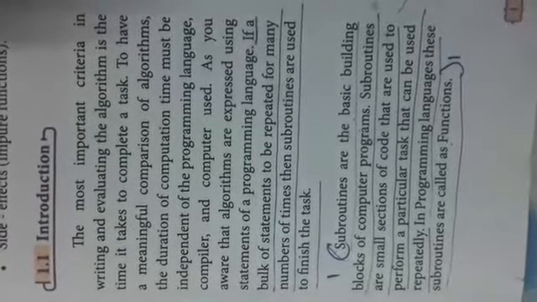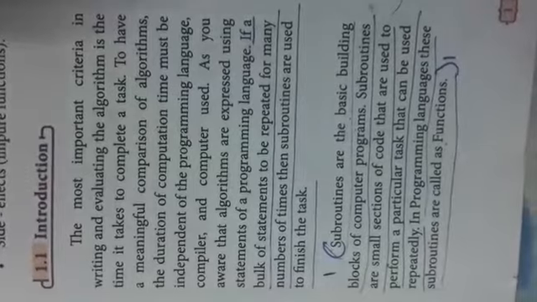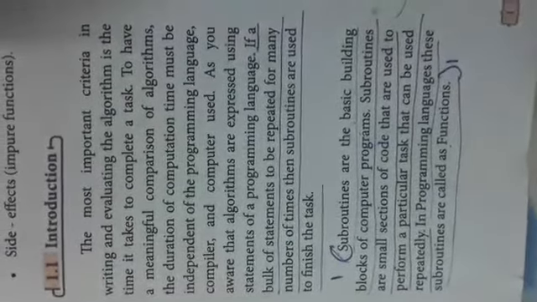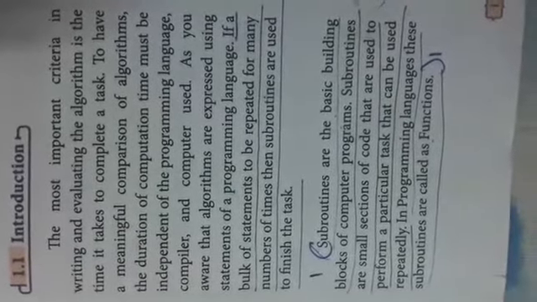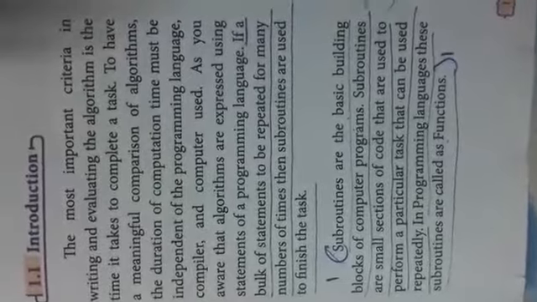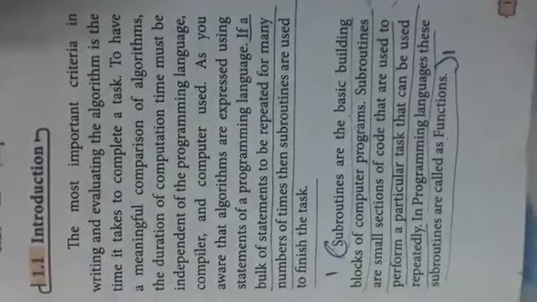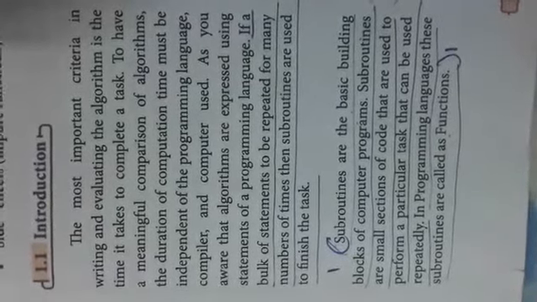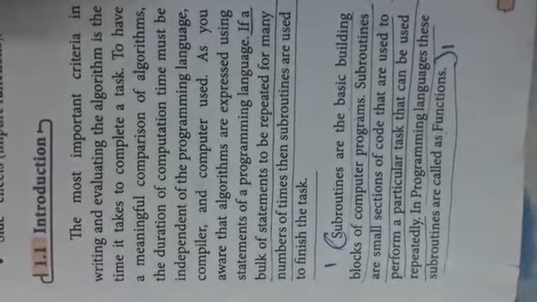So what is a subroutine? If a block of statements is to be repeated a number of times, then subroutines are used to finish the task. Subroutines are the basic building blocks of a computer program. These are small sections of code that are used to perform a particular task and can be used repeatedly. In programming languages, these subroutines are called functions.